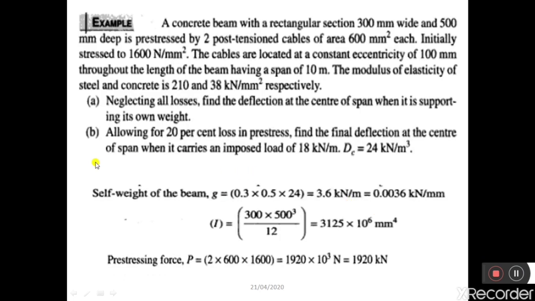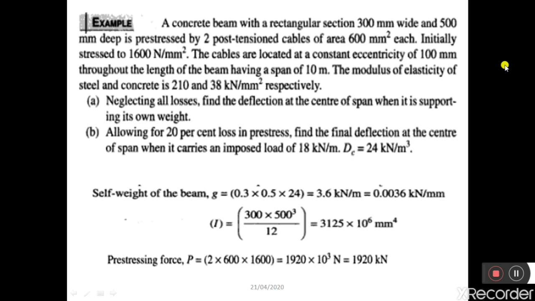Now let us try to solve some numericals on deflection. Let us consider the first example. A concrete beam with a rectangular section 300 mm wide and 500 mm deep is prestressed by two post-tension cables of area 600 mm square each, initially stressed to 1600 Newton per mm square. The cables are located at a constant eccentricity of 100 mm throughout the length of the beam, having a span of 10 meter. The modulus of elasticity of steel and concrete is 210 and 38 kN per mm square respectively.